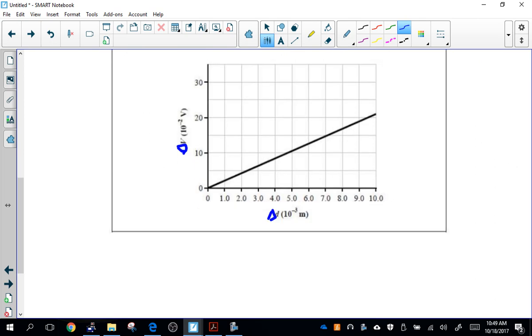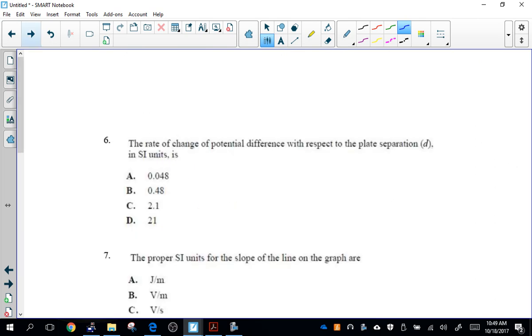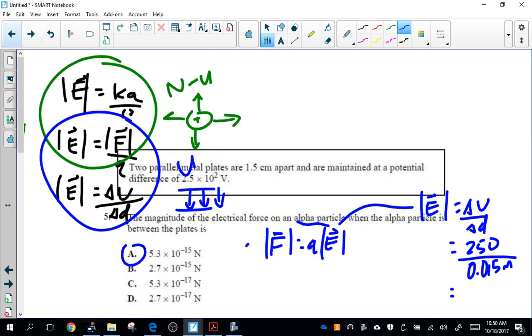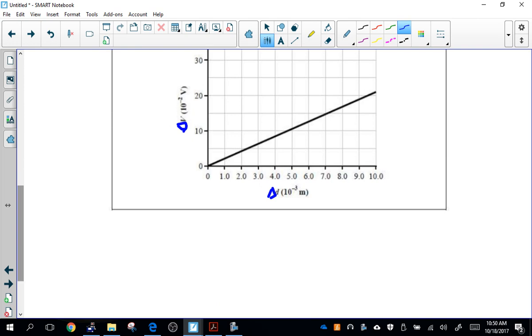The rate of change of potential difference with respect to plate separation. The slope. The rate of change of y with respect to x, that's the slope of the graph, right? Now, there's a couple things you can do here.